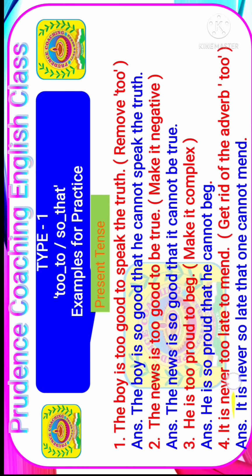Next one: It is never too late to mend. So here, as you can see, we need to remove "to". It will be written as: It is never so late that one cannot mend. Here "one" is used because it is the subject. So here "one" will be used, that is the pronoun for "it", and then "cannot mend".